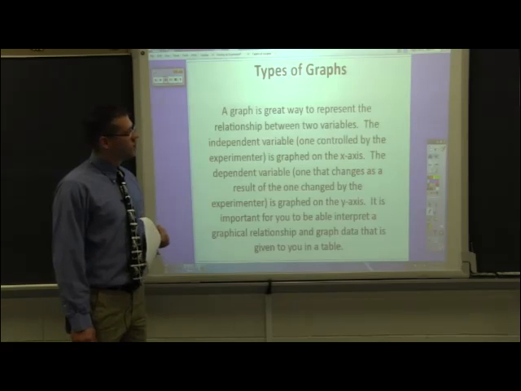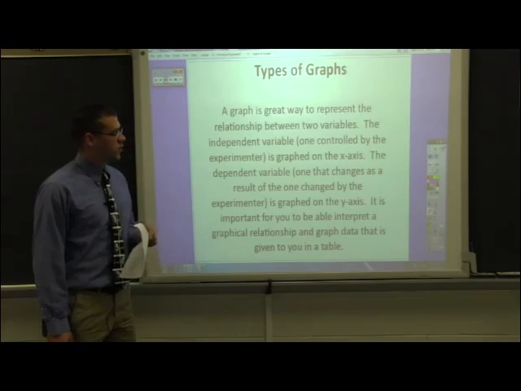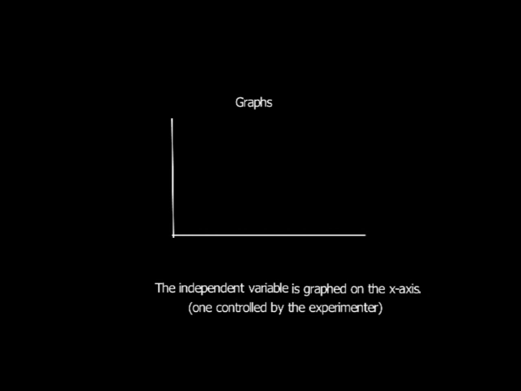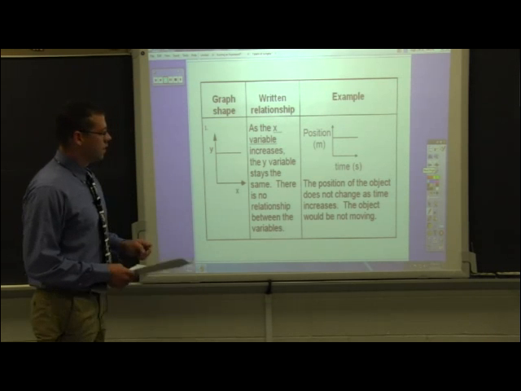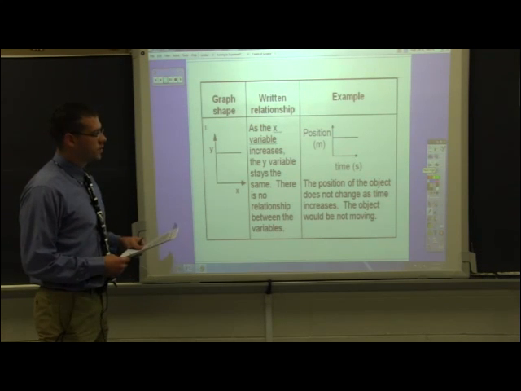All right, a graph is a great way to represent the relationship between two variables. The independent variable, remember, is the one that's controlled by the experimenter. That's going to be graphed on the x-axis. The dependent variable, the one that changes as a result of what has changed, is graphed on the y-axis. It's important for you to be able to interpret a graphical relationship and graph data that's given to you in a table. Okay, so we're going to go through 5 different shapes of graphs.